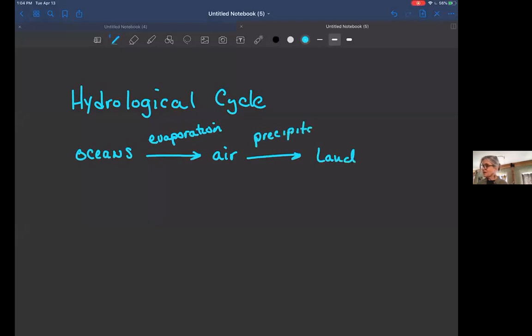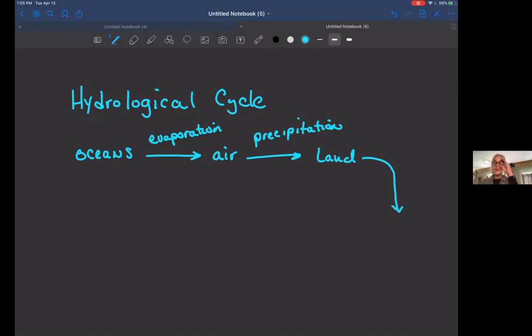And this could be in the form of snow, it can be in the form of rain, it could be in the form of sleet, right? So ice. And as it comes from the land, it actually starts to flow over the land, right? So as it does that, it actually dissolves minerals. So you could ask yourself, why is the ocean salty? Why is it full of so many solutes?